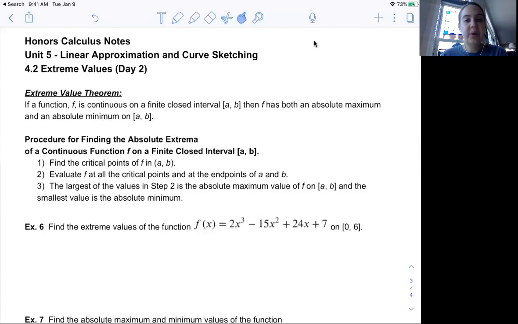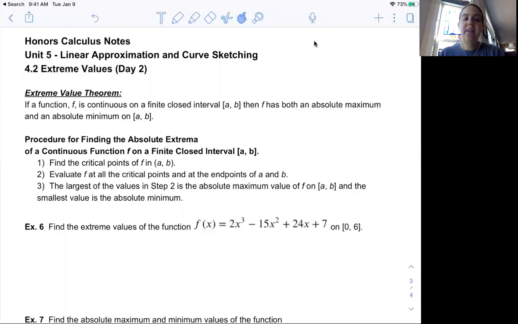So the first thing I have for you is the extreme value theorem. If a function f is continuous on a finite closed interval from a to b, then f has both an absolute maximum and an absolute minimum on that interval from a to b. So how do you find that?